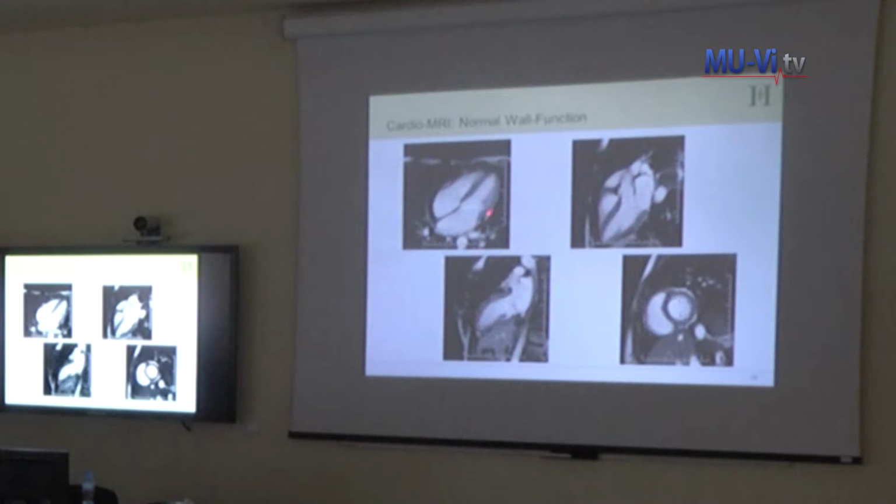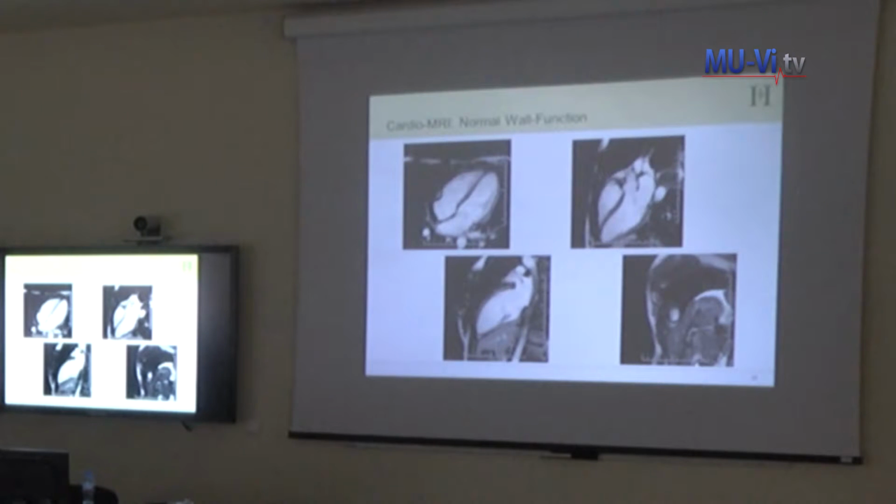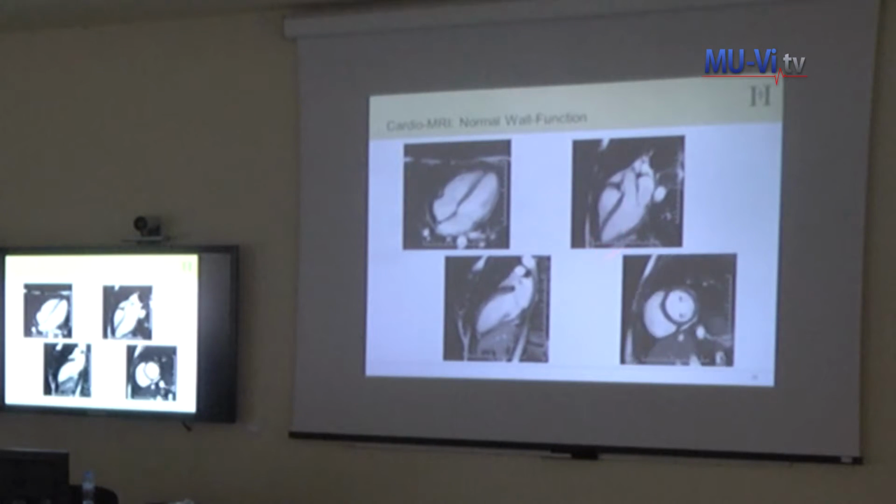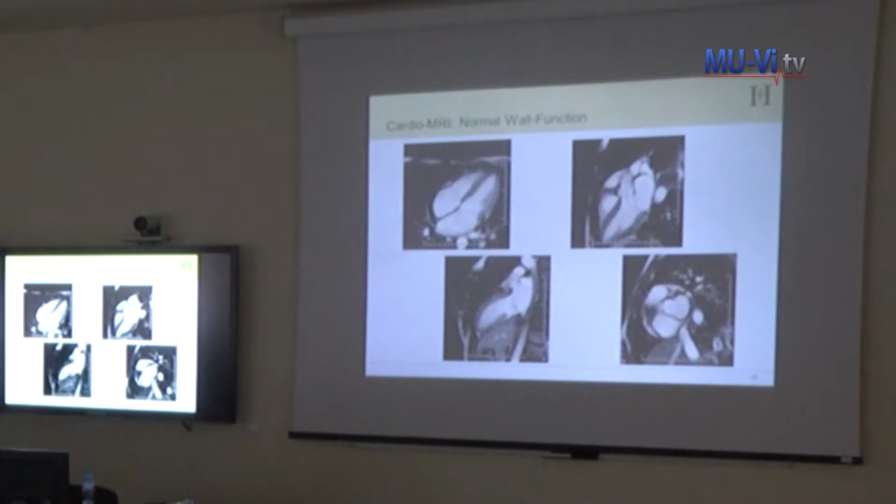And you see overall a good wall movement. You see a normal width of the ventricles and atriums. You see no pericardial effusion. Everything is okay.